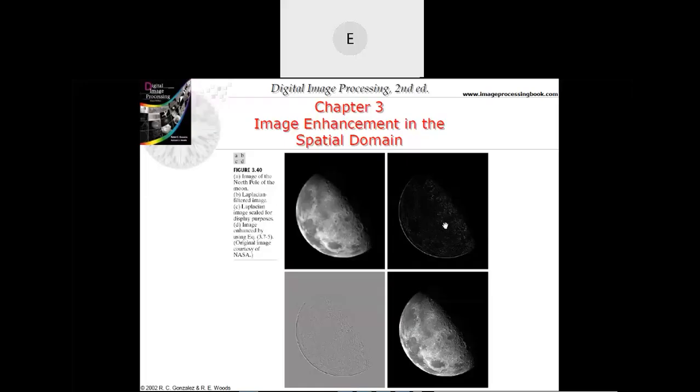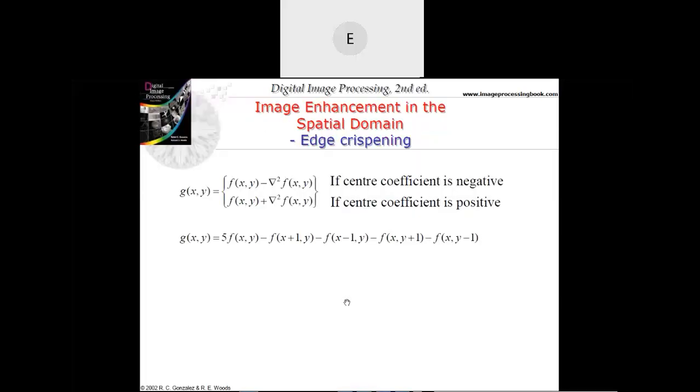Just to see it better, what is done here is you are just scaling this by some value. So the Laplacian image is scaled for display purposes. That means I just multiply this by some value and display it. So you could see the edges and also the small edges that you see here. Okay, fine.